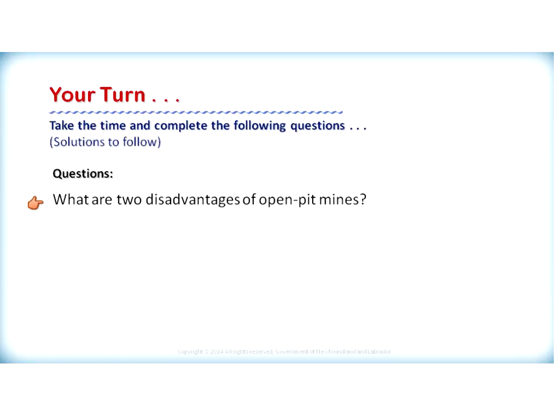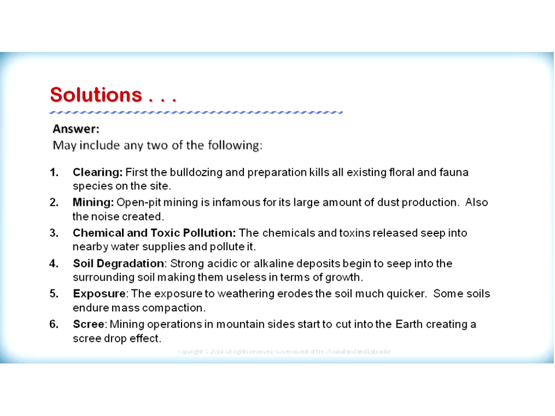When we look at disadvantages of open pit mines, we looked at several of the impacts that open pit mining has on the surface of the earth and the environment. These can include any of the 6 that are listed below. Disadvantages are found when we clear the land for open pit mining. The mining process itself produces a lot of dust and is very noisy.